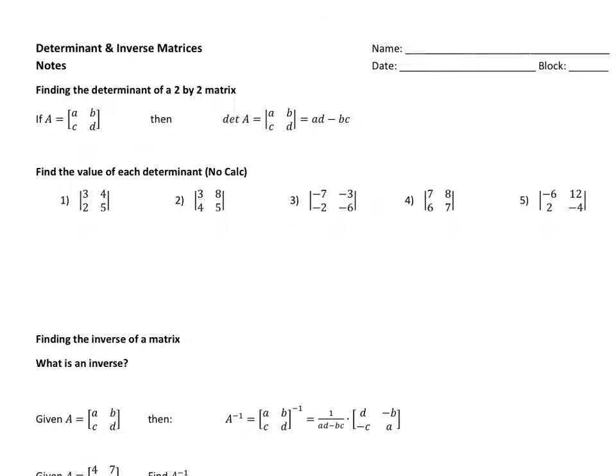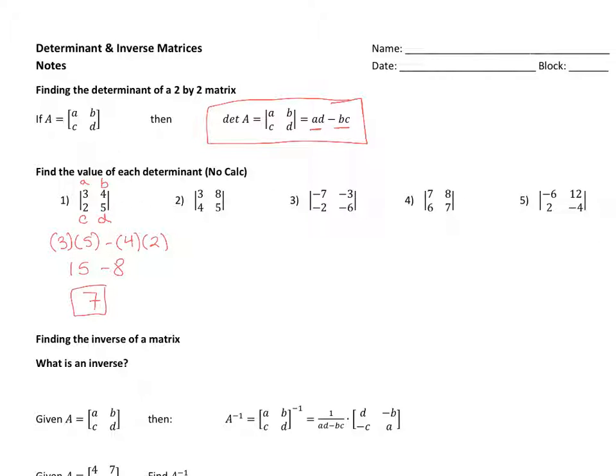If we look at this formula that I wrote out for you right here, it says if I wanted to find the determinant of matrix A, which would be signified by these straight lines here, I do A times D minus B times C. So if I look at example number 1, 3 would be A, 4 would be B, 2 would be C, 5 would be D. So I'm going to do AD, so 3 times 5 minus B times C, or 4 times 2. So that would give me 15 minus 8, which would give me 7.